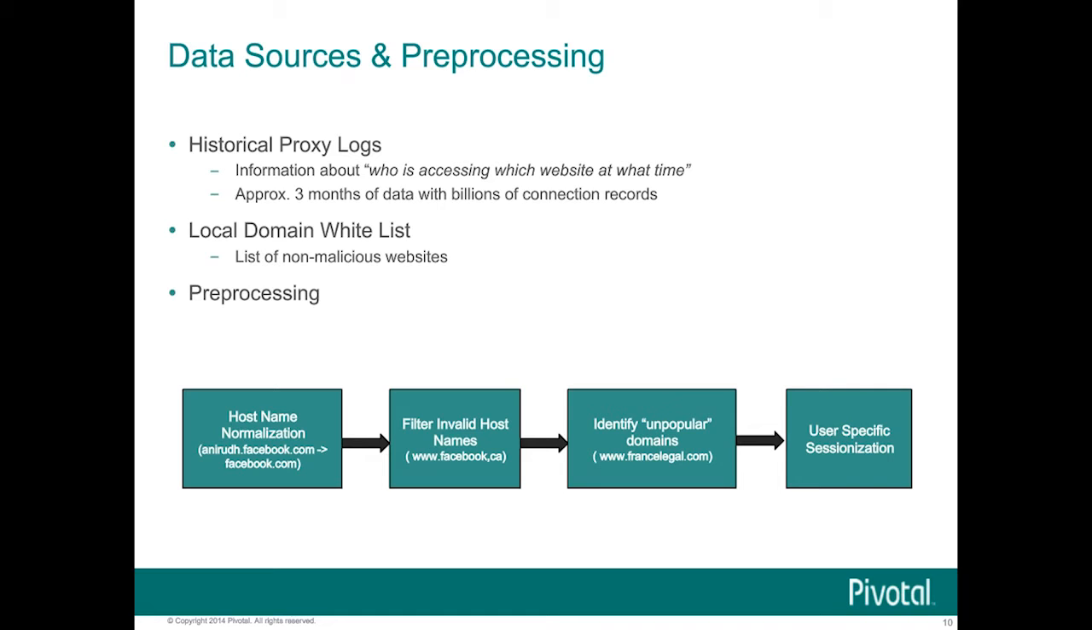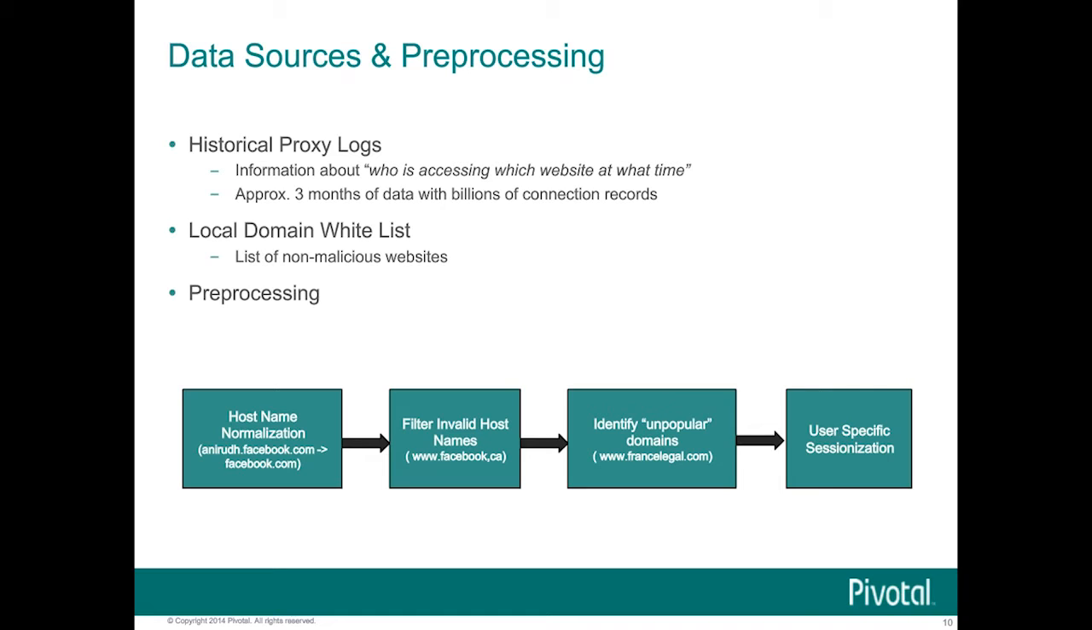For example, if I visit facebook.com, then my domain URL would look something like anirudh.facebook.com. Similarly, if there's some other user in the organization visiting Facebook, then his URL would look like userb.facebook.com or what have you. Since we are interested only in the domains and not in the user-specific details of the domain, we do a second-level domain filtering. That is, we normalize anirudh.facebook.com to something like facebook.com.